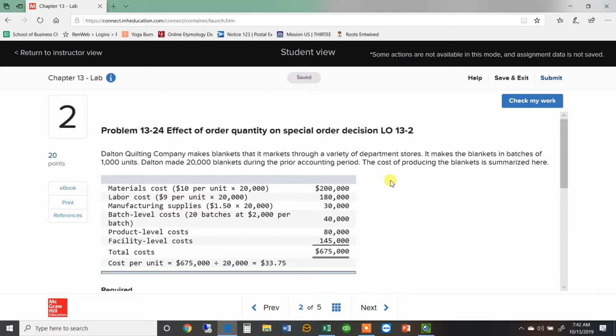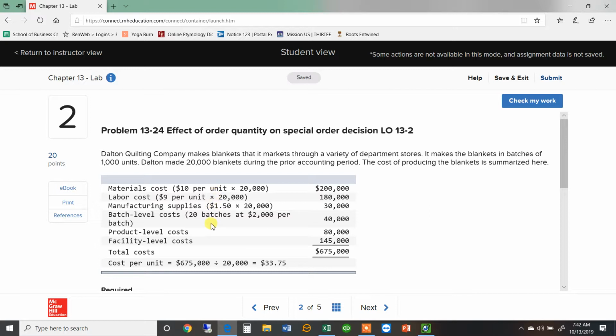And that's exactly what this question is going through. So it says Dalton Quilting Company makes blankets that it markets through a variety of department stores. It makes the blankets in batches of 1,000 units. Dalton makes 20,000 blankets during the prior accounting period. The cost of producing the blankets is summarized here. All right, so here it shows us this is a per unit fee, $10 per unit, $9 per unit, $1.50 per unit. So right there we can see that that is cost per unit.